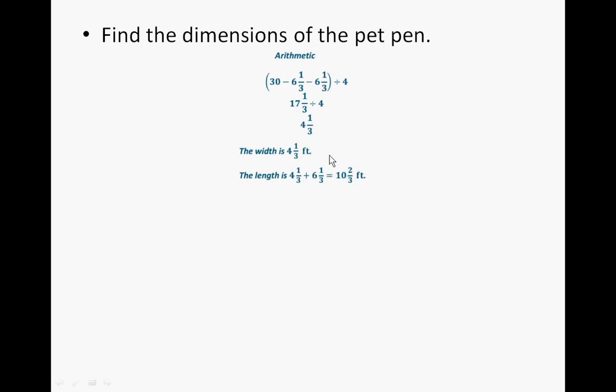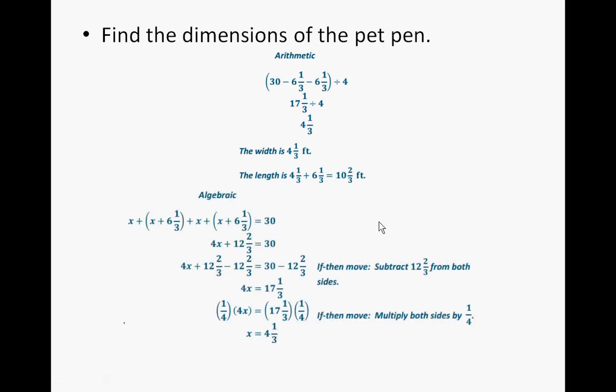Well, using this arithmetically, we would do 30 feet minus 6 1/3 minus 6 1/3, and then divide it by 4, because now we would be back to 4 equal lengths. Well, 17 1/3 divided by 4 is 4 1/3. So if the width of the pen is 4 1/3 feet, then the length would be 6 1/3 feet more than the width, which means that the length would be 10 2/3 feet.